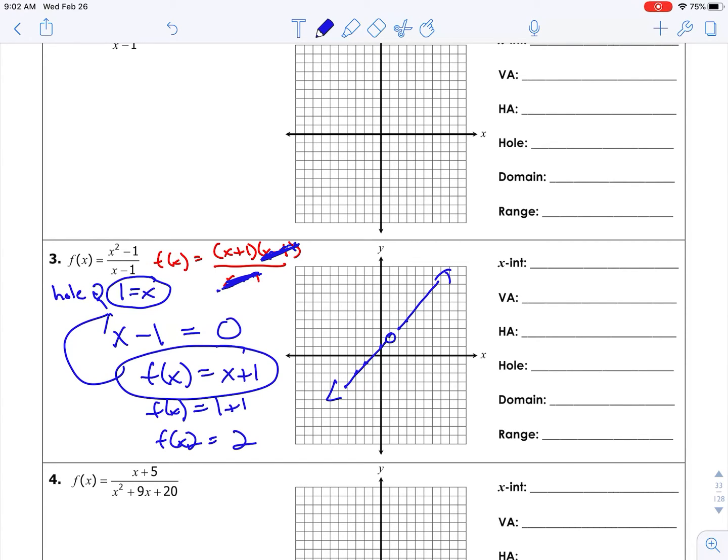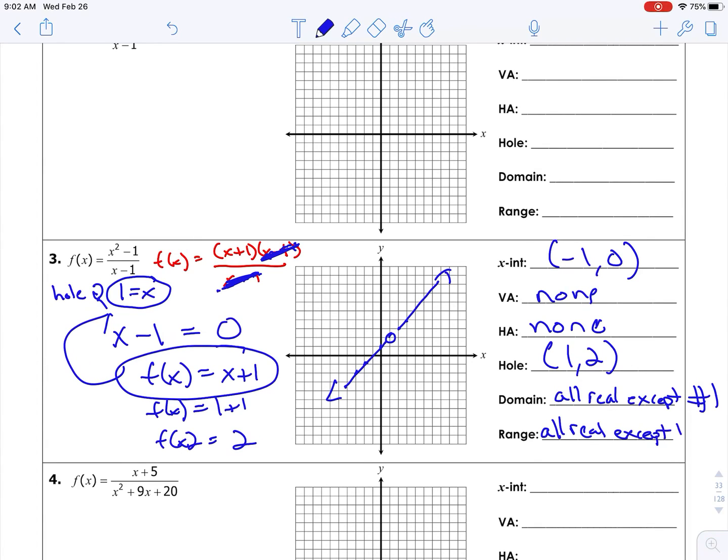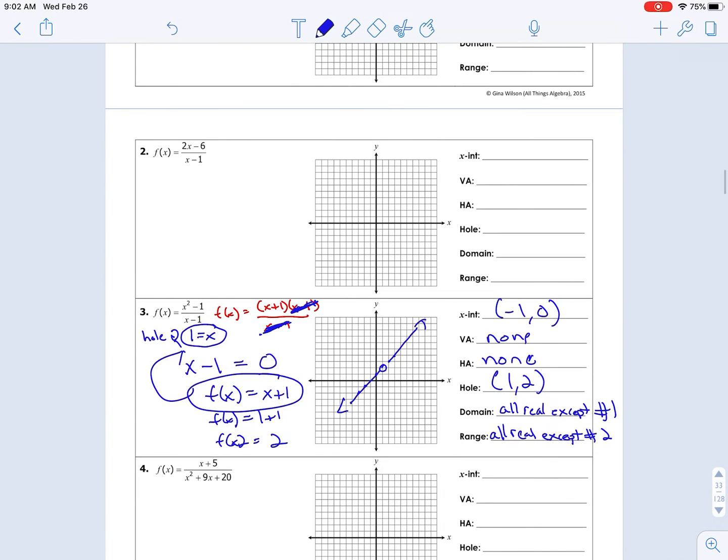So our x-intercept is -1, 0. Our vertical asymptote is none. Our horizontal asymptote is none, okay? Because it just is linear. And then our hole, we determined to be 1, 2. And the domain, you could say everything except 1. So you would say all real except the number 1. And the range would be all real except what? The number 2. Okay, take it from there.